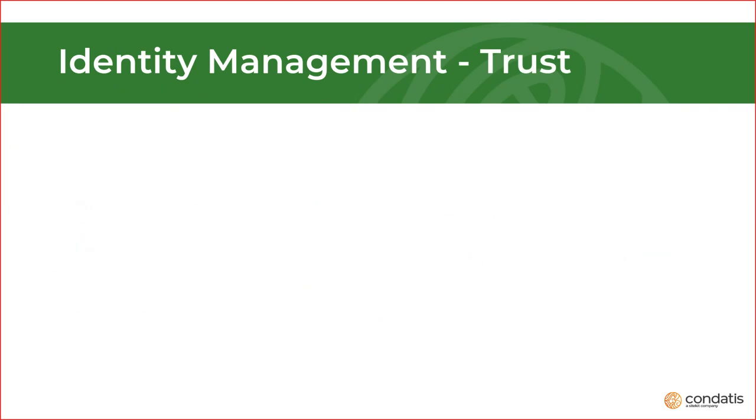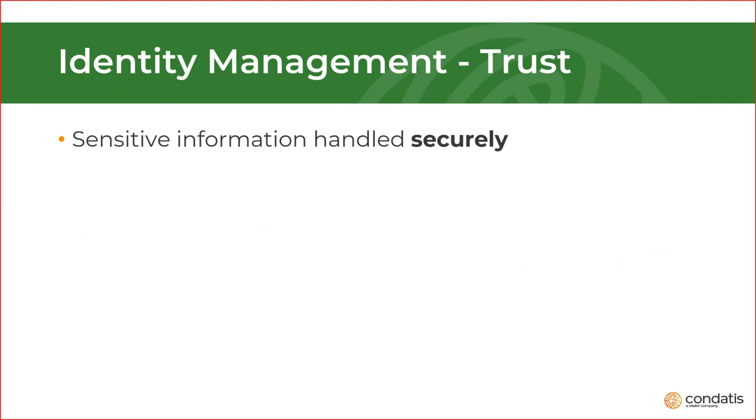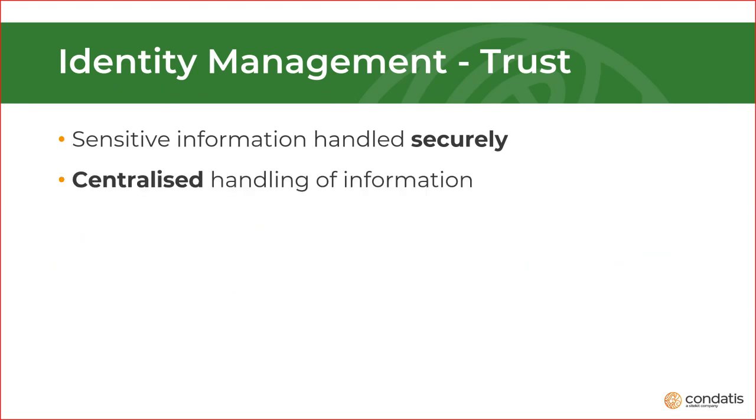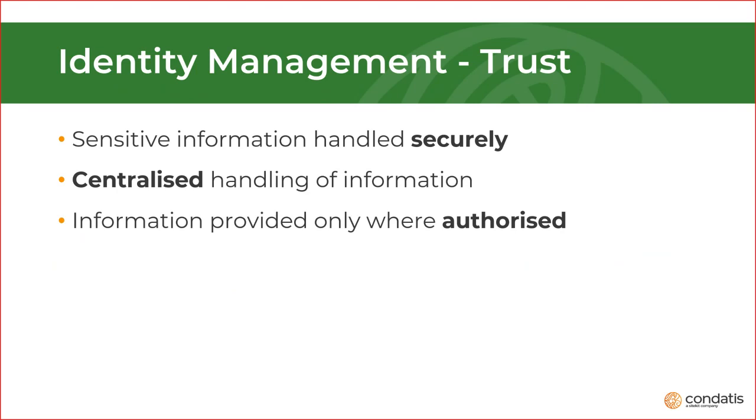One of the primary principles of identity management is trust. The user trusts that their sensitive information is being handled securely, and in B2C, that's made easier through the centralized handling of that information. This makes it easy to control who has access to the identity information, and that can be both the systems that have access and the individuals that have access. One of the most basic examples of that in practice is a website that requires a user to sign in.